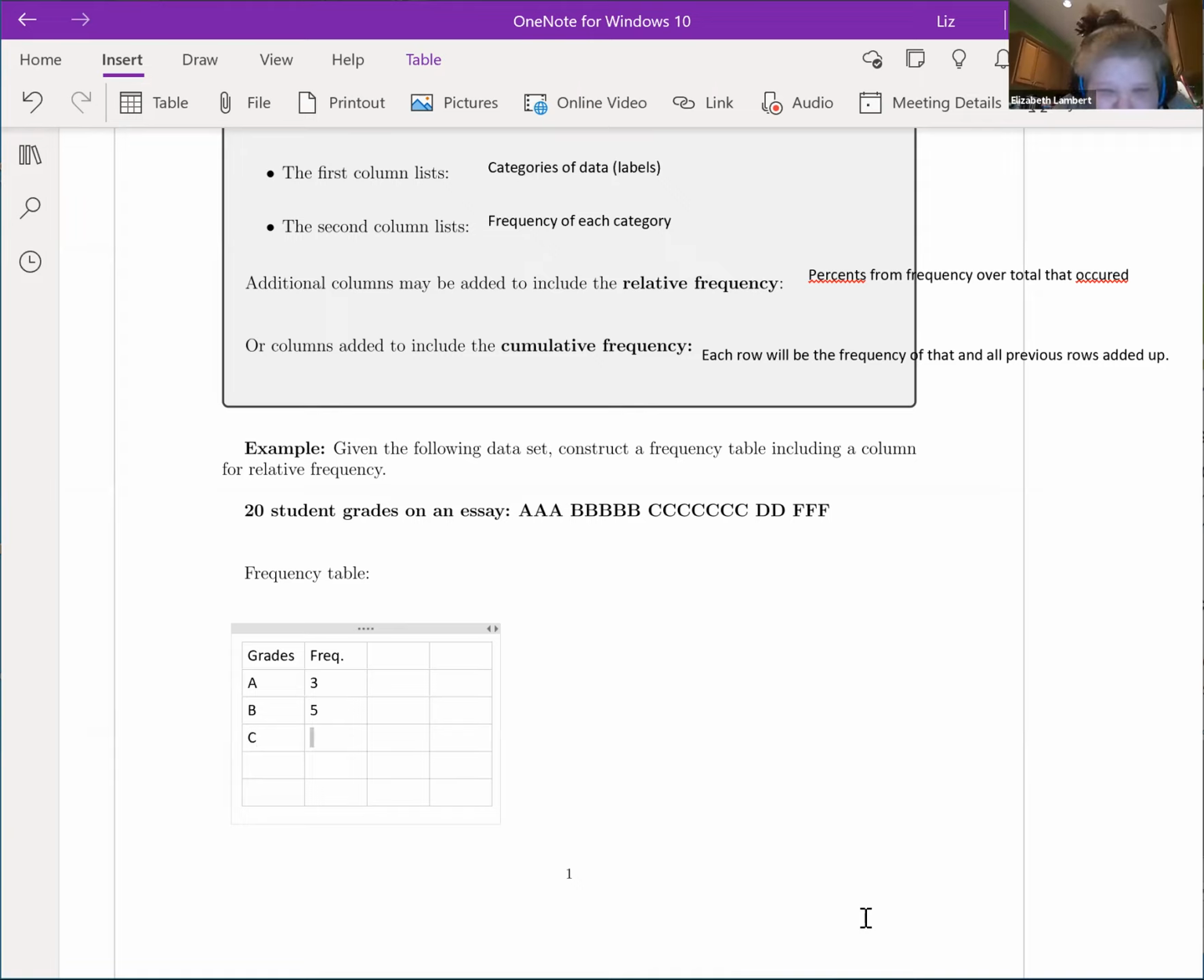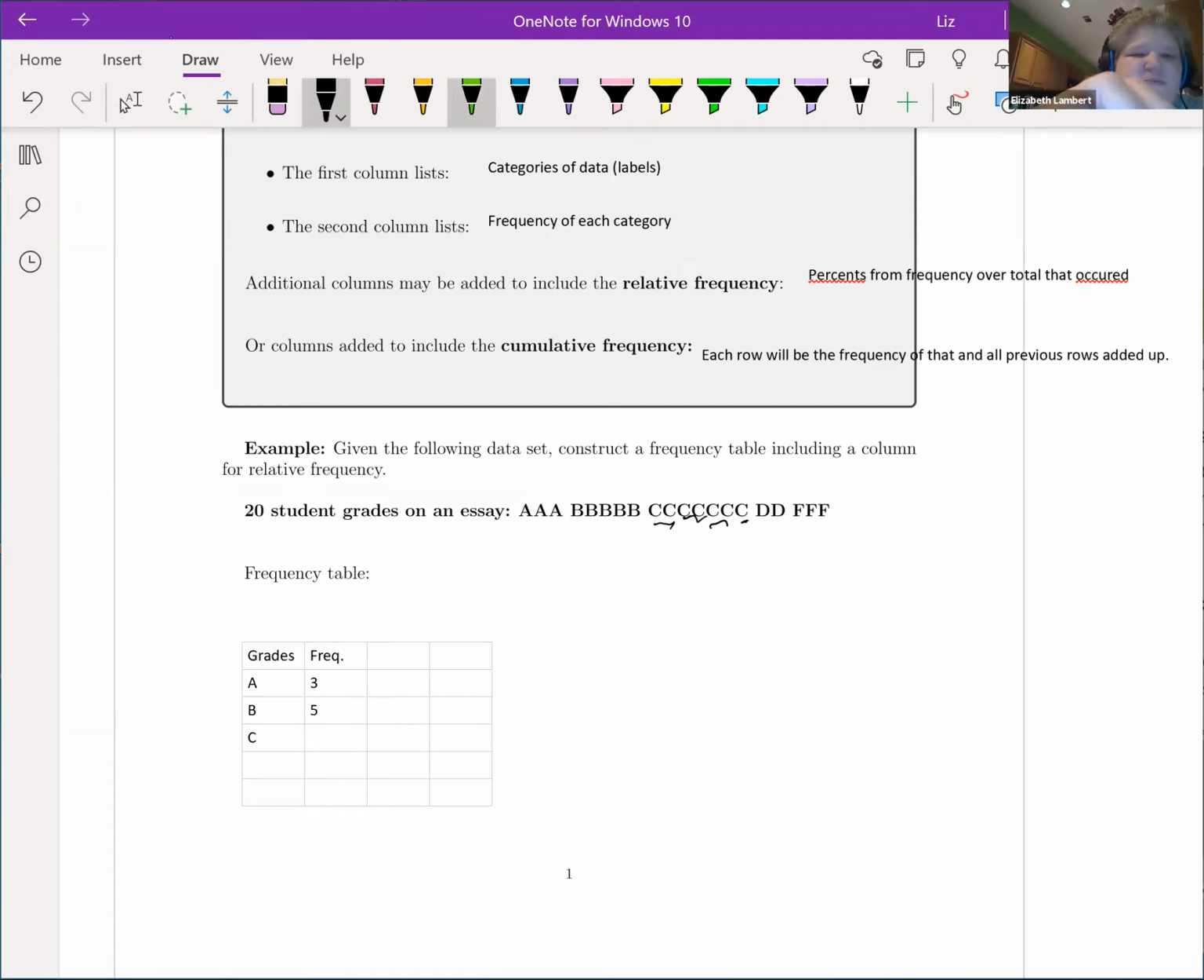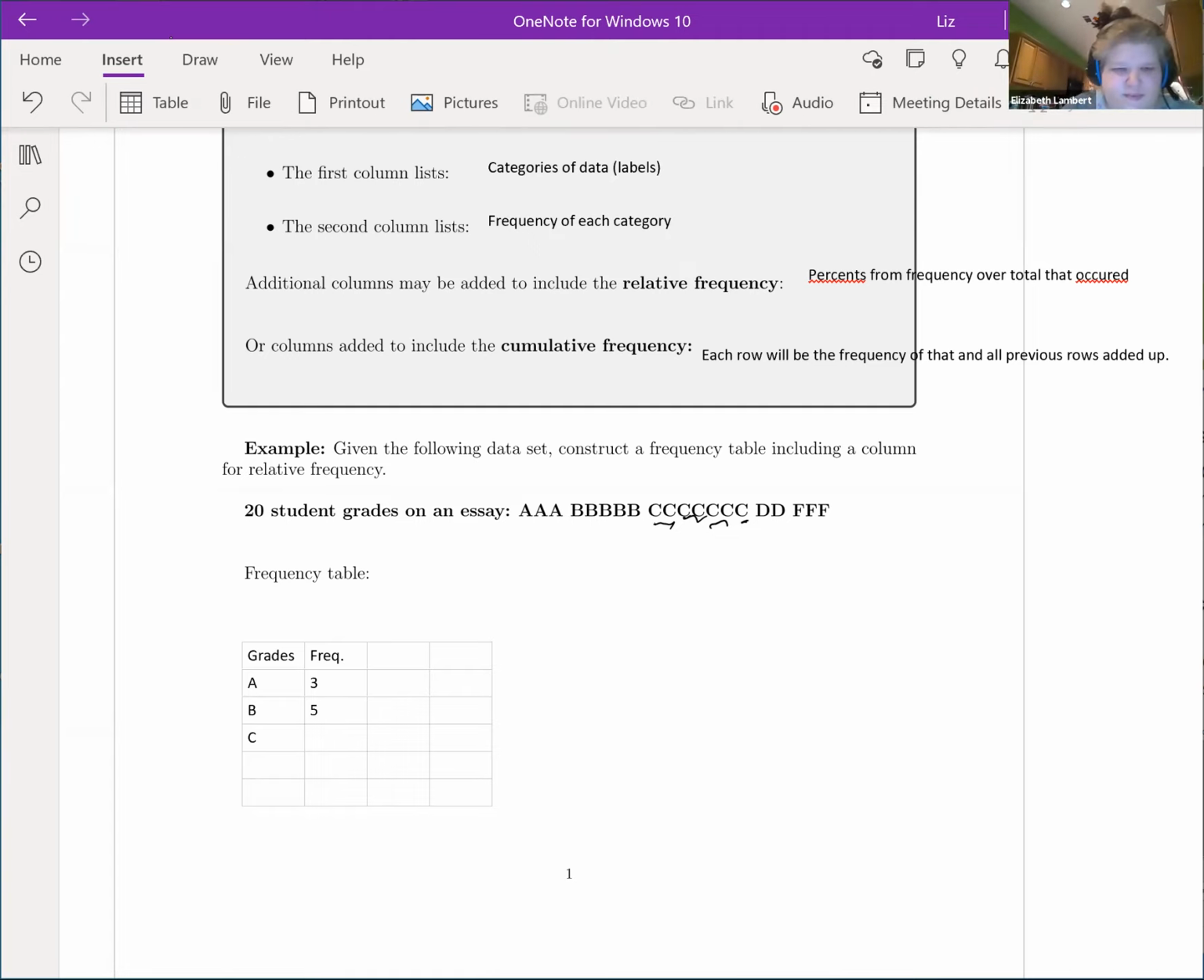C's. This can be a little harder to count, but 1, 2, 3, 4, 5, 6, 7. So 7 C's, and we have D's, there are 2. And F's, there are 4 folks.